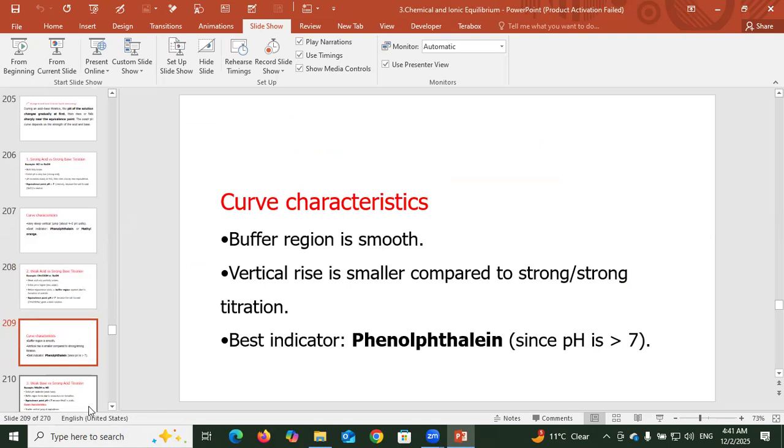Core characteristics: buffer region is smooth, vertical rise is smaller compared to strong acid, strong base titration. Best indicator: phenolphthalein, pH range greater than 7.